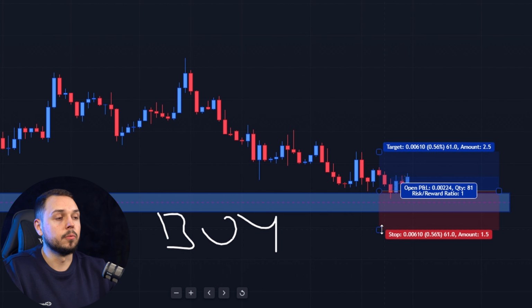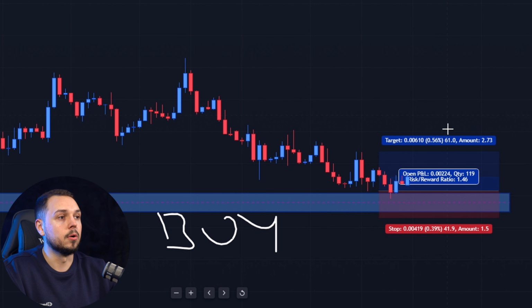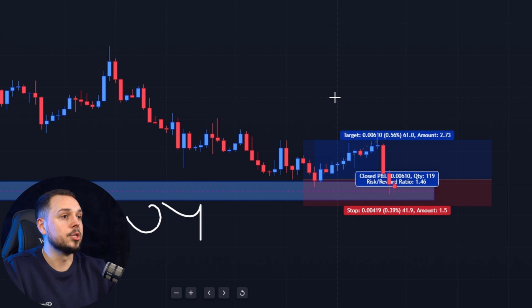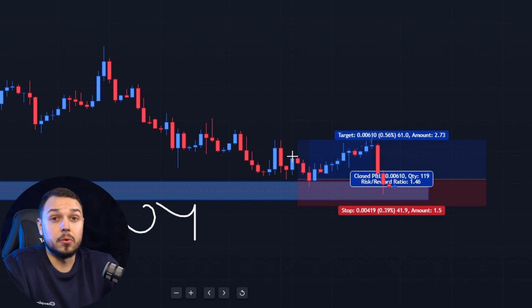So, you know, 1-to-1 risk to reward, or you could potentially even go lower, 1.46 risk reward, and let's see what happens. It just continues moving up and reaches your take profit level.